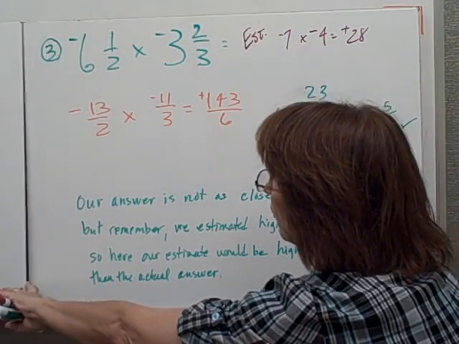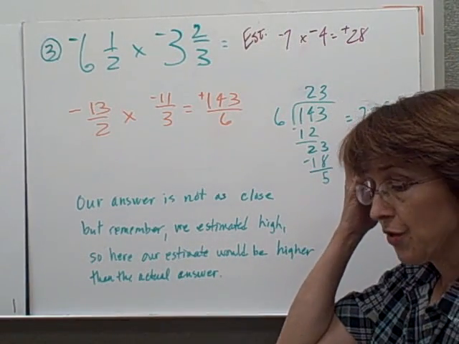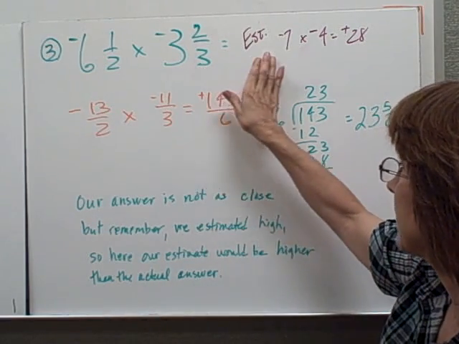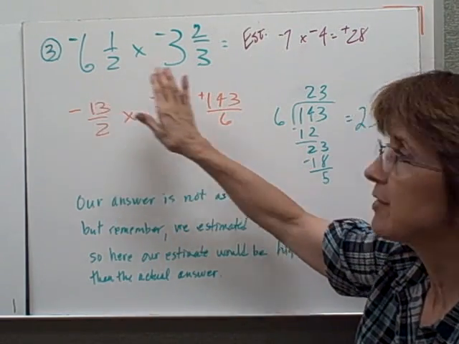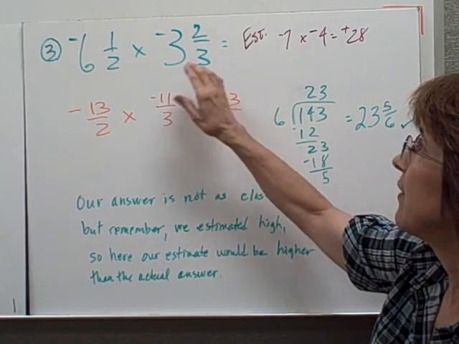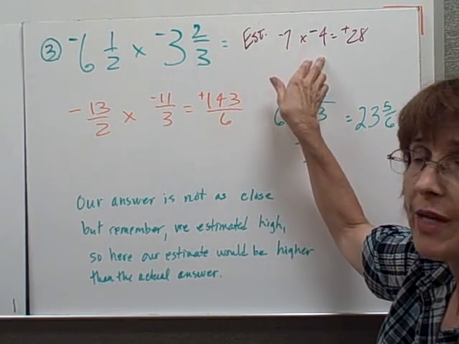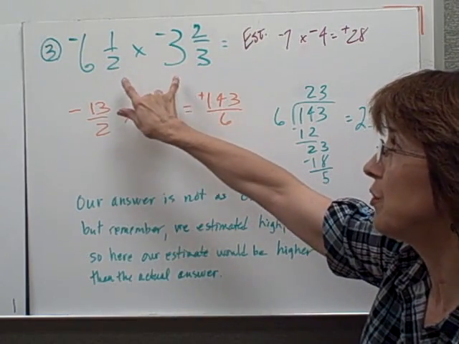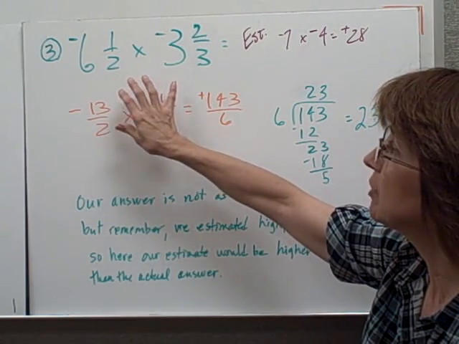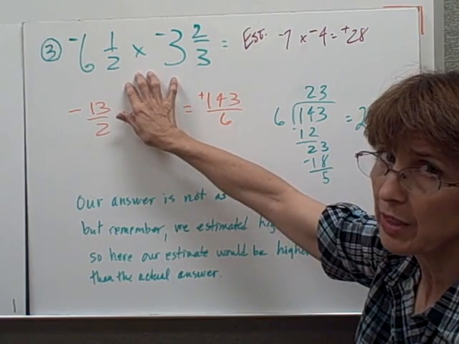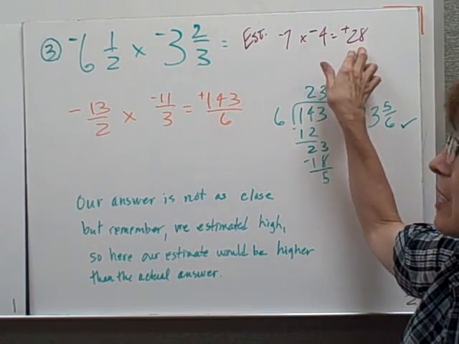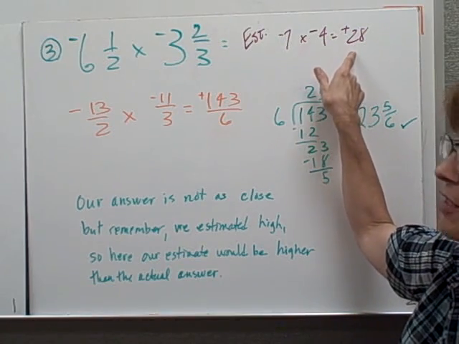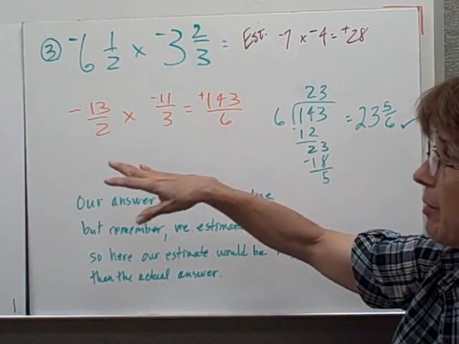Next one. Now we have mixed numbers. So go ahead and copy this problem down. Going to estimate it. Negative 6 1/2 is about negative 7, and then negative 3 2/3 is about negative 4. Now, remember here what you want to think about is I really went higher on both of these. And if I'm multiplying even higher numbers than what I really have, then my estimated answer is going to be really higher. So my answer might not be as close to that 28 as I have seen in the past.